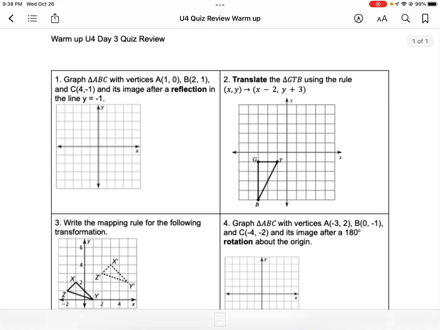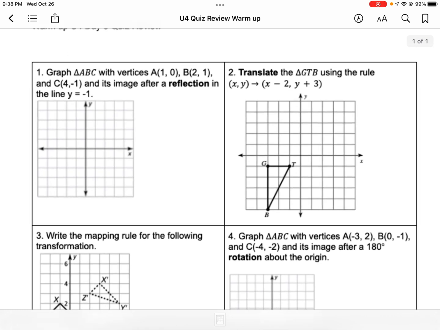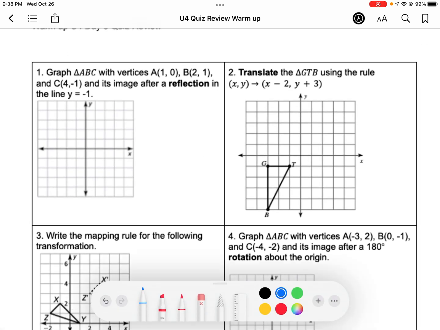In this video, I'm going to go over the warm-up for our Unit 4 Day 3 quiz review. Hopefully you've completed these problems already at the beginning of class, and this video should just help you check those answers and make sure you understand how to do these problems.